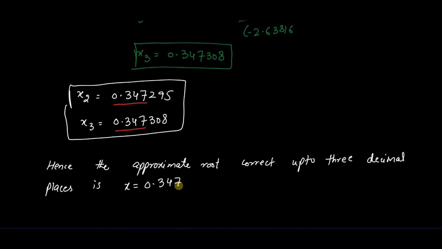And that's it. We just found the root of the equation step by step by using the Newton-Raphson method, and our answer correct up to 3 decimal places is x equals 0.347.